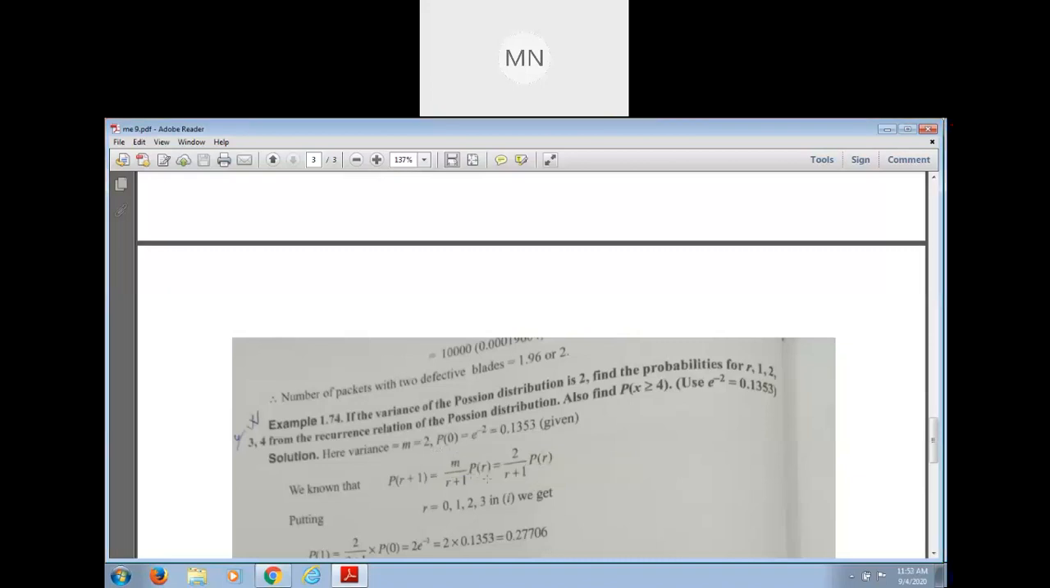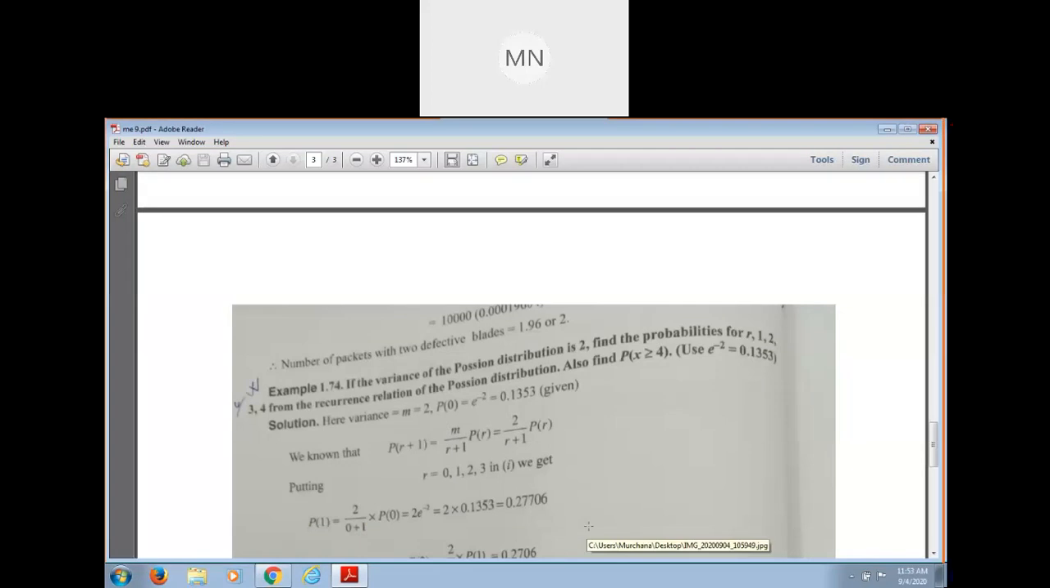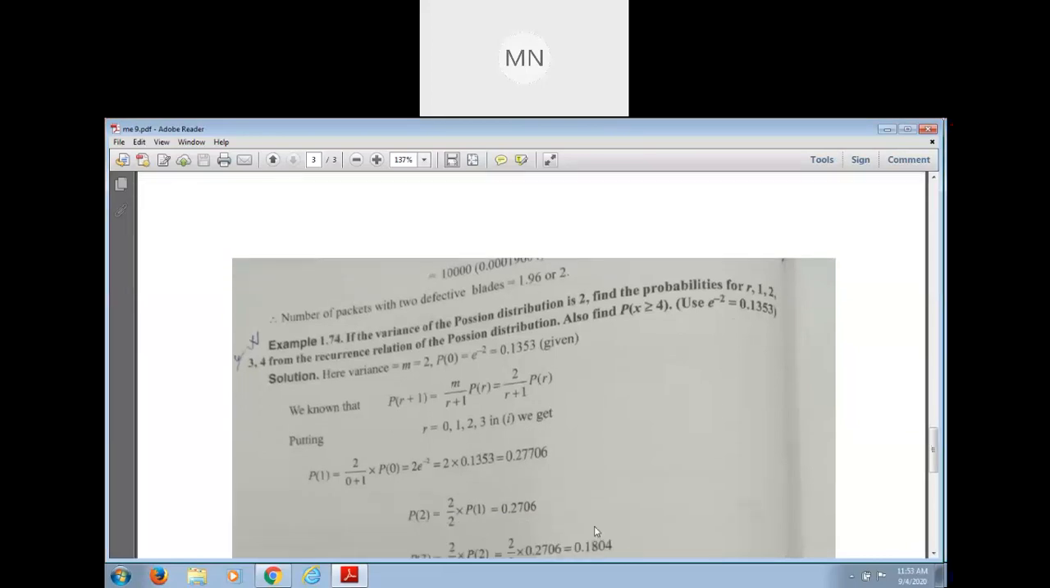After that, find the value of x equals 1. The recurrence formula is actually P of R plus 1 equals M divided by R plus 1 times P of R. Similarly, to find the value of x equals 2, we must put R equals 1. Therefore, this is 2 by 2 into P of 1. Okay?